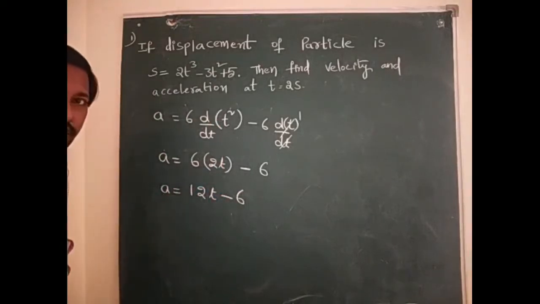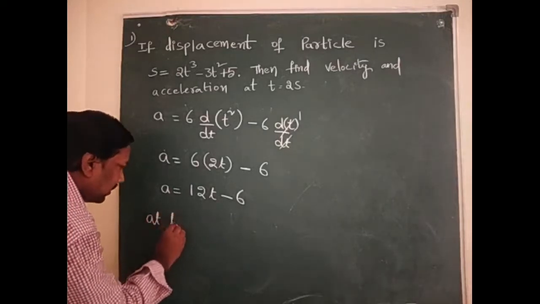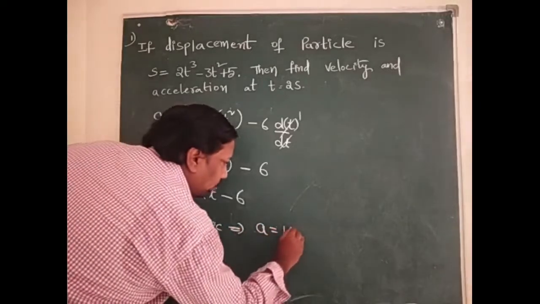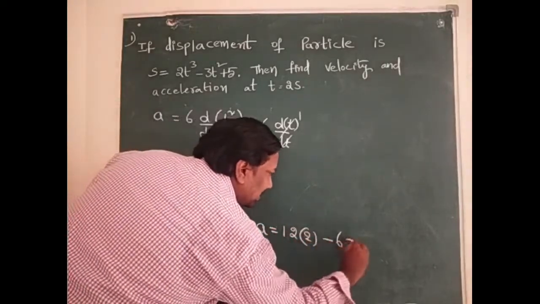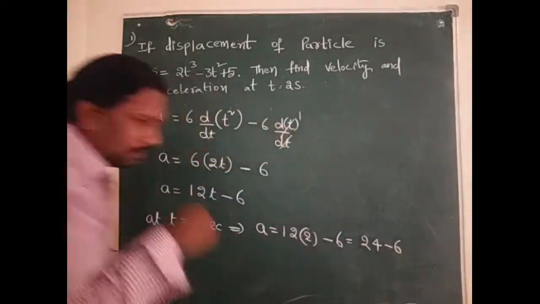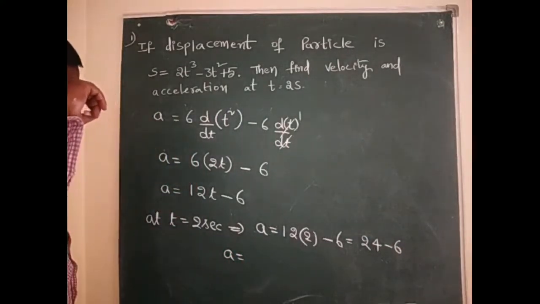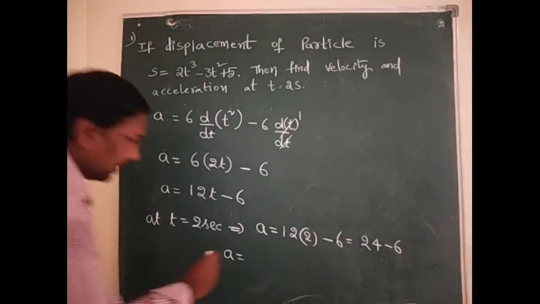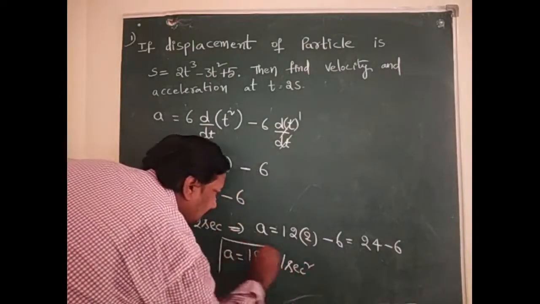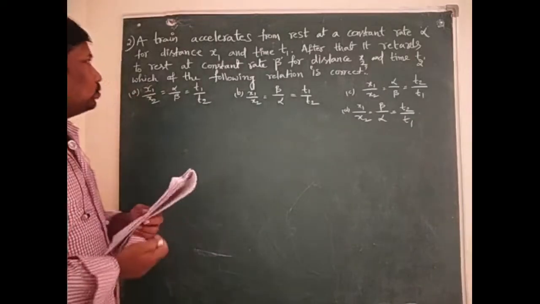So here you can find the acceleration at t equal to 2 seconds. At t equal to 2 seconds, acceleration a equals 12 into 2 minus 6. 12 into 2 means 24 minus 6, which is equal to 18 meter per second square. So this is the acceleration at t equal to 2 seconds. Now problem number 2.